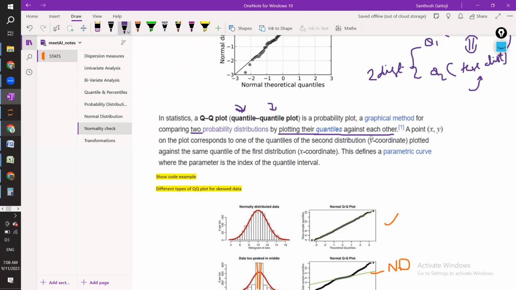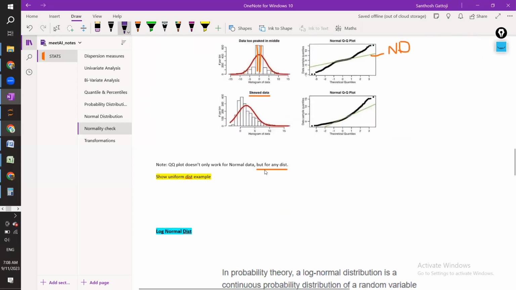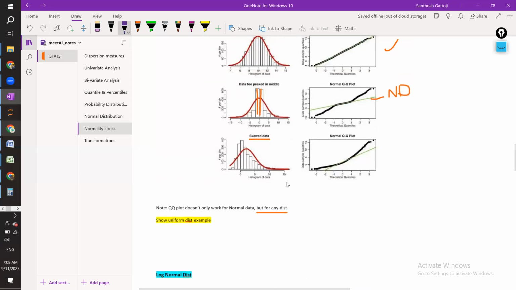Using that, you are taking advantage of this concept and applying it for a normality test. This is the most famous application of the QQ plot, and mostly we will use it for this. But generally and strictly speaking, it is not confined to only normal distribution. You can test it for any sort of distribution. So we are going to see that.